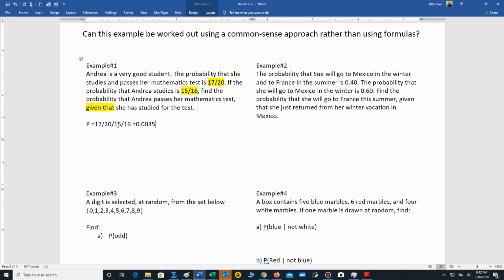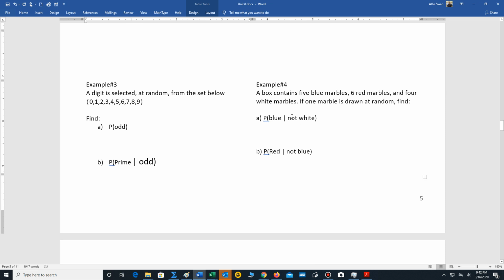Let me just go ahead and verify that really quick. I just want to make sure that I have it correct. Yeah, that is correct. So that's our probability. In this case, since the fraction gets really large in the numerator, we'll just leave it as a decimal. Now this is using our formula. There are other problems where we could avoid using the formula.